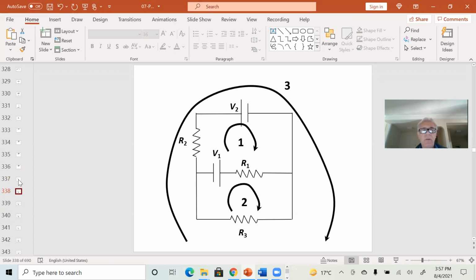Identify the nodes, the loops, and set their direction. Identify the loops, label them, and set their direction. Okay. Identify the nodes and label them. And now set the direction of the current. Each branch must have a current.